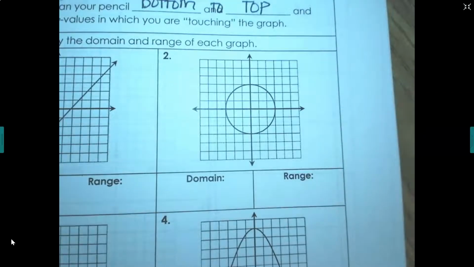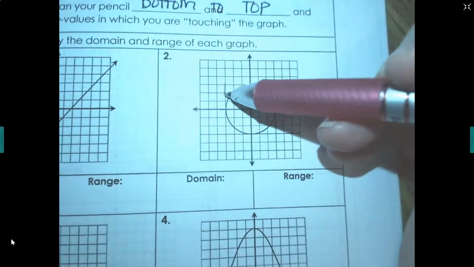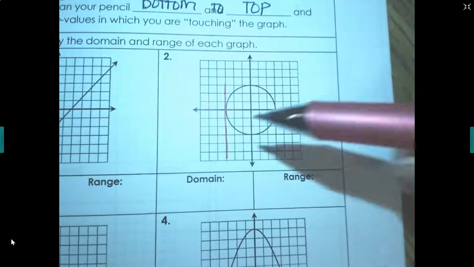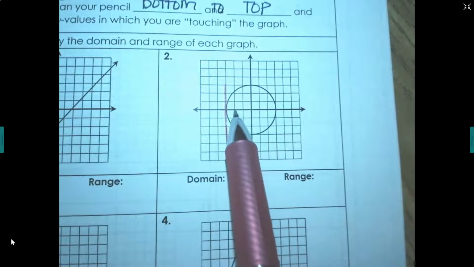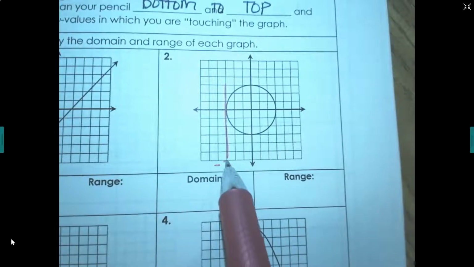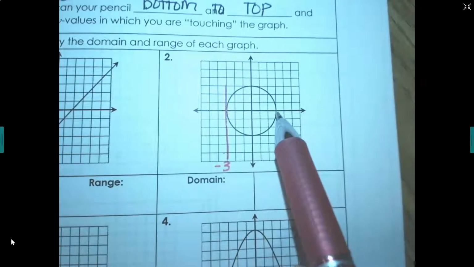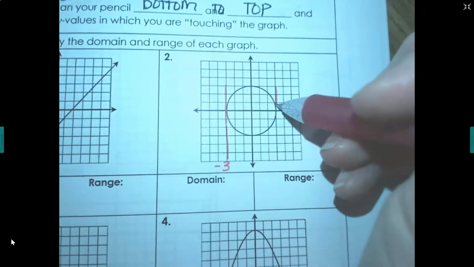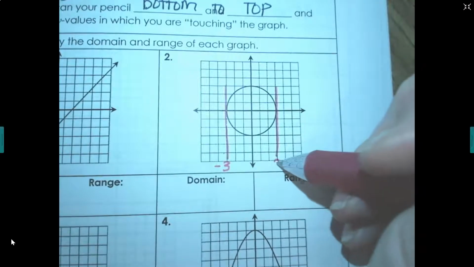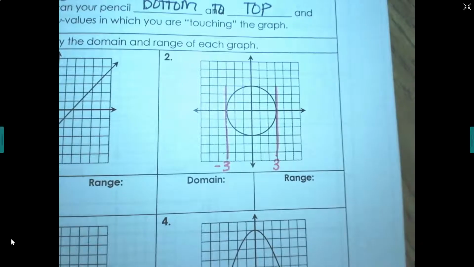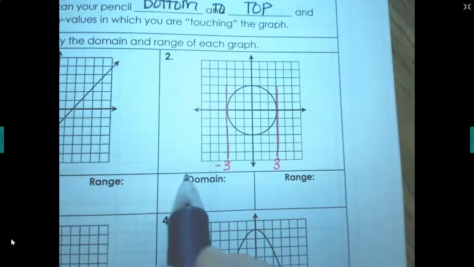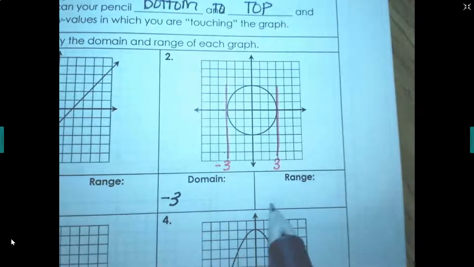So when I'm looking at this graph, I can see that the graph does not pass this line, which has an x value of -3. So it's not going to have an x value beyond -3. And when I'm traveling across, the graph ends right here. It's not going past this x value, which is +3. Okay, so we know all of our x values are between -3 and +3.